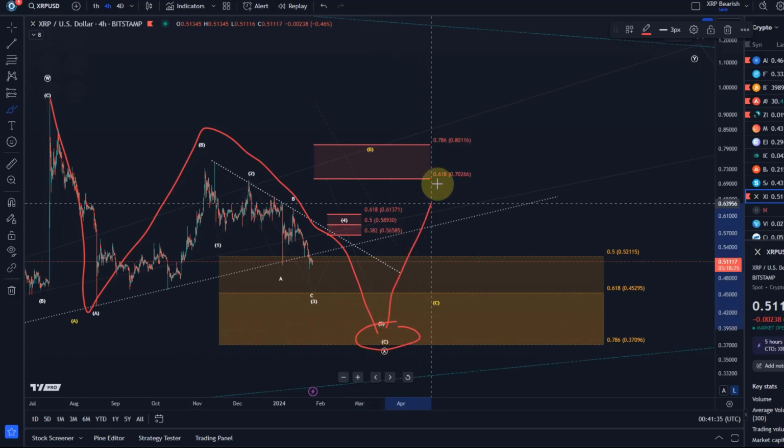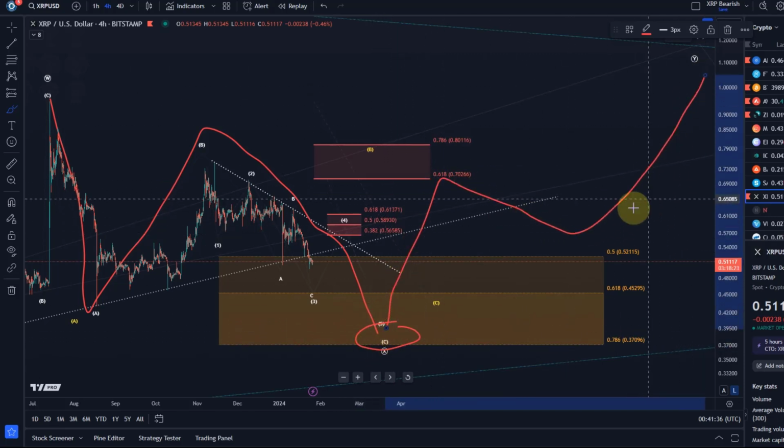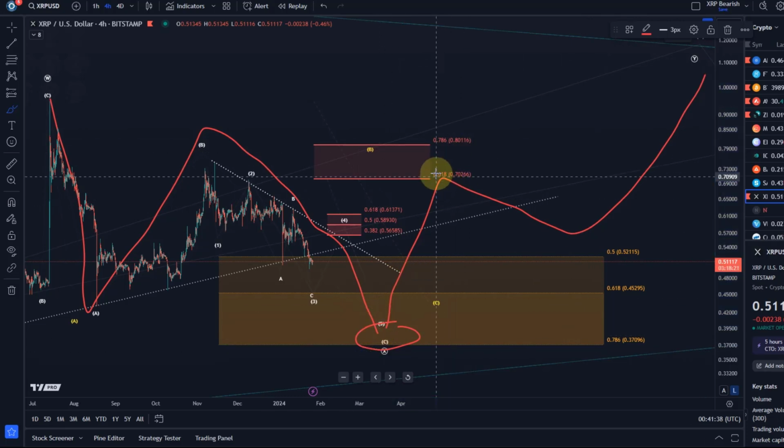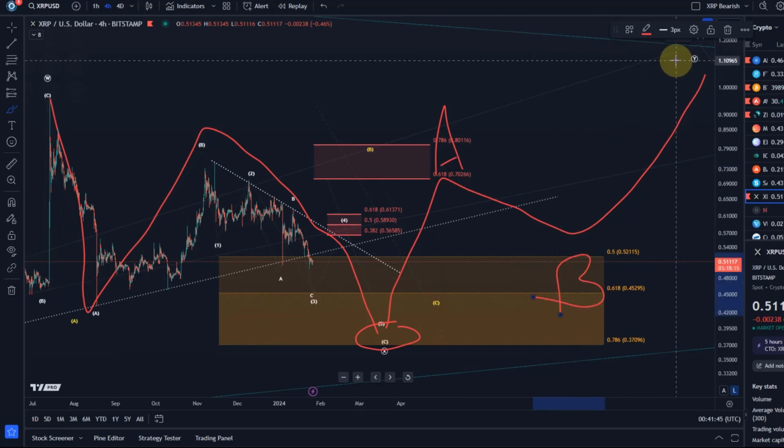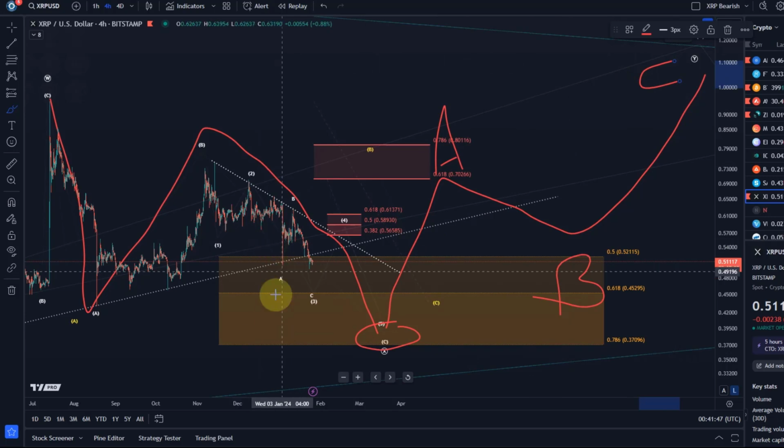This should also be an A, B, C structure. And then the A wave could be a 5-wave move or a 3-wave move. Then we should see a B wave pullback and a C wave higher. This is sort of what I'm watching as a potential.